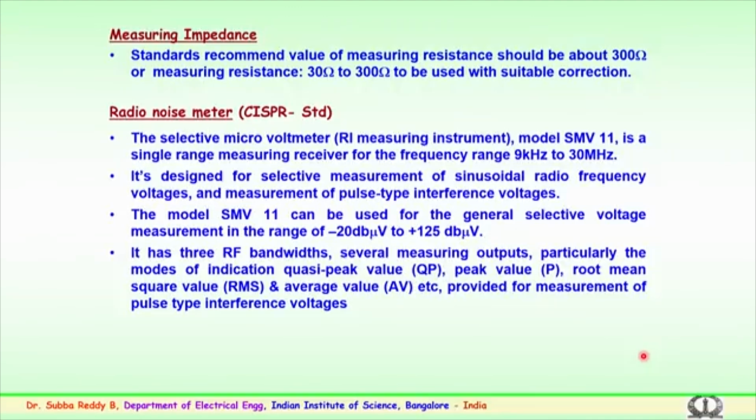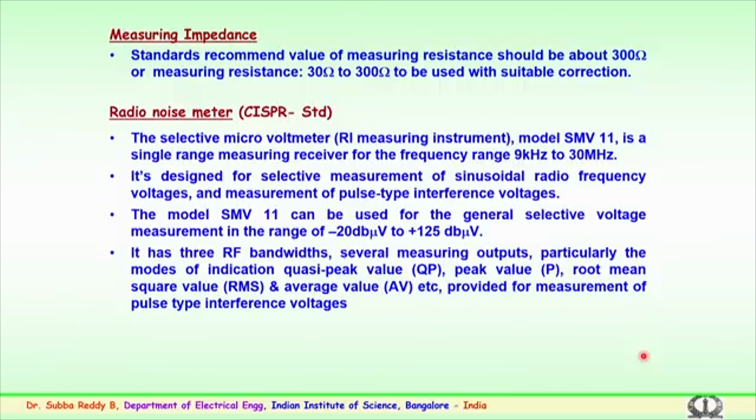And also the standard mentions that in case a 300 ohm measuring impedance is not available, the measurement could be carried out by using 30 ohms to 300 ohms. Later on, the values are suitably made equivalent to 300 ohms with the suitable correction factor, which is to be added for all the values measured across a particular value of resistance.